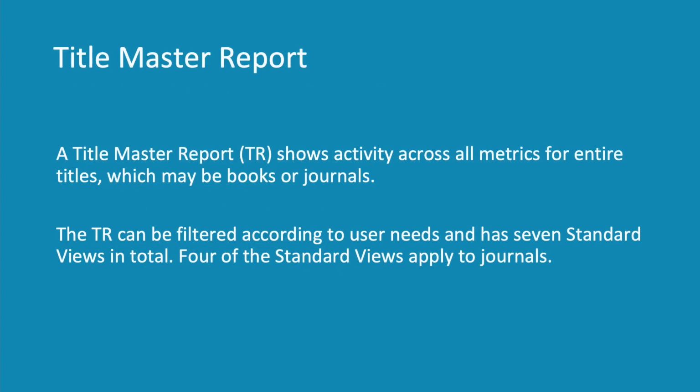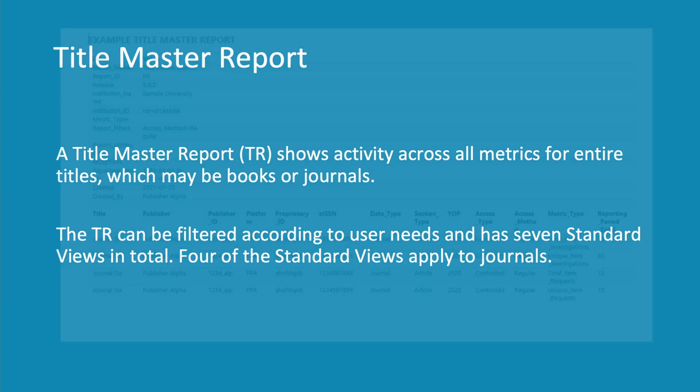A Title Master Report, or TR, shows activity across all metrics for entire titles, which may be books or journals. The TR can be filtered according to user needs and has 7 standard views in total. The 4 we listed above apply to journals. Remember that standard views only hold a subset of the information from a master report.